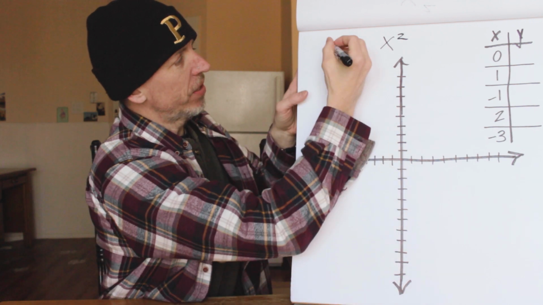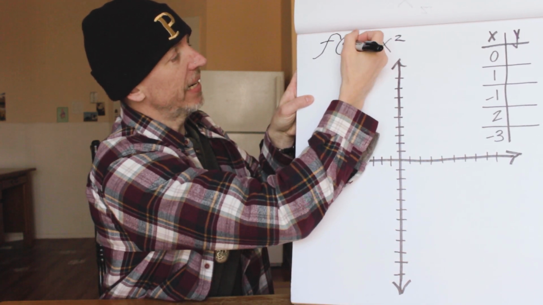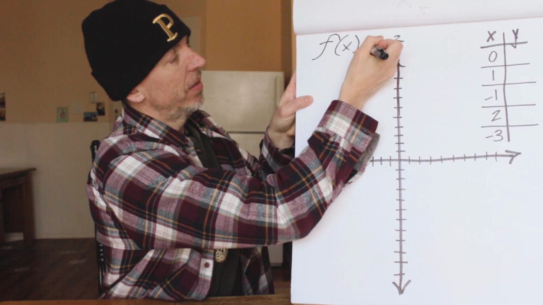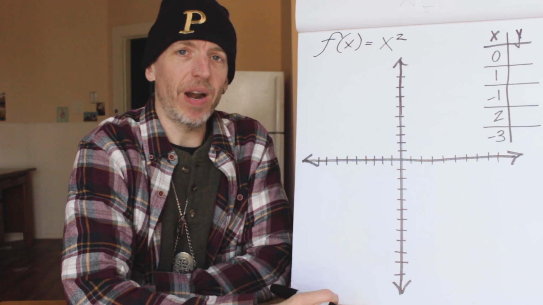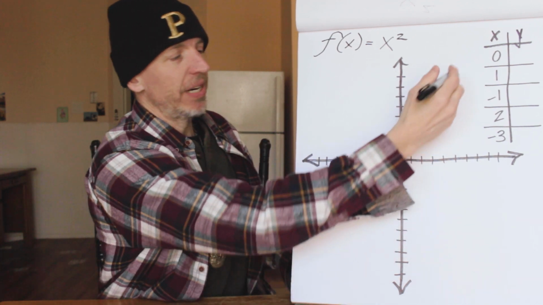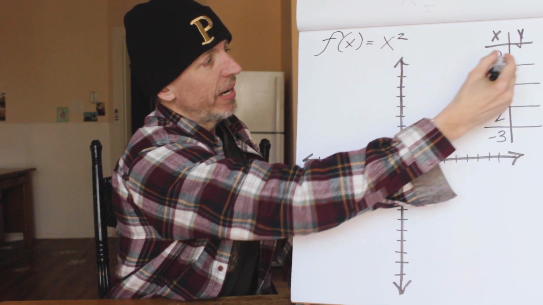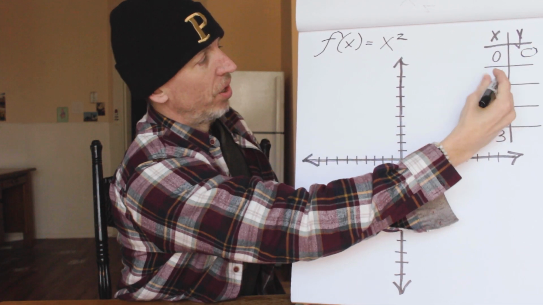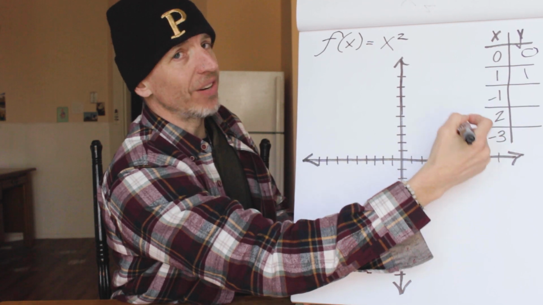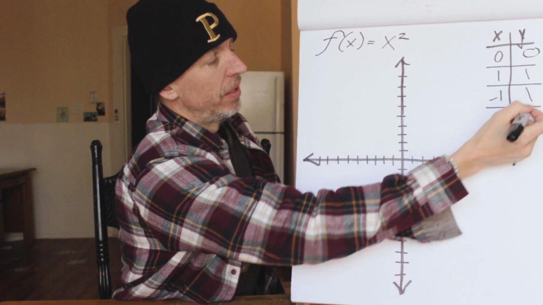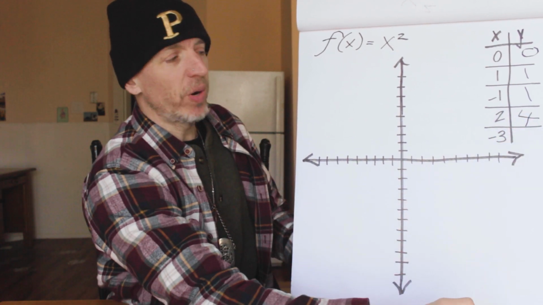Therefore, we're going to refer to it as function f of x equals x squared. Then we're going to graph it. All right, here go the input numbers. 0 in place of x. 0 squared is 0. 1 squared is 1. Negative 1 squared is also 1. 2 squared is 4. Negative 3 squared is 9.